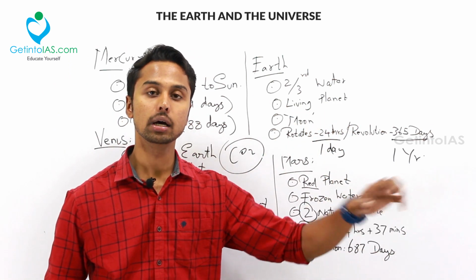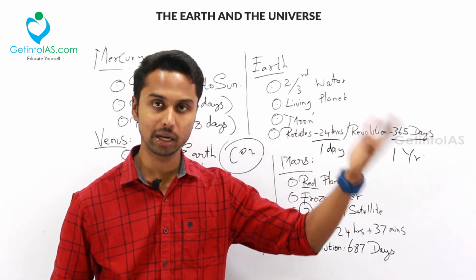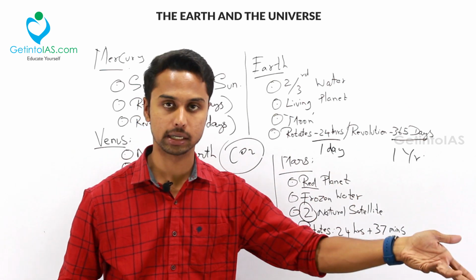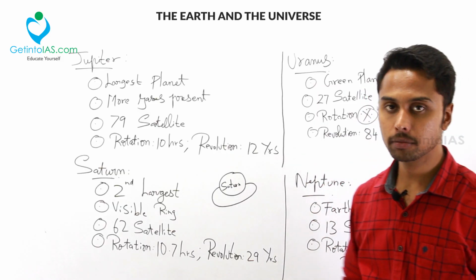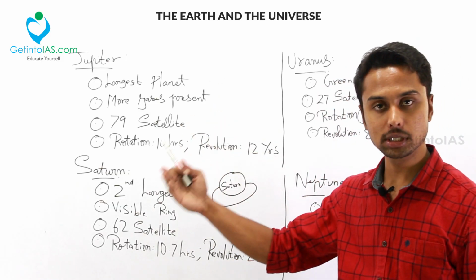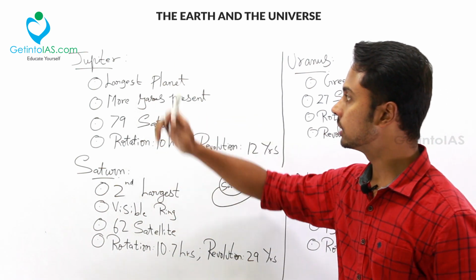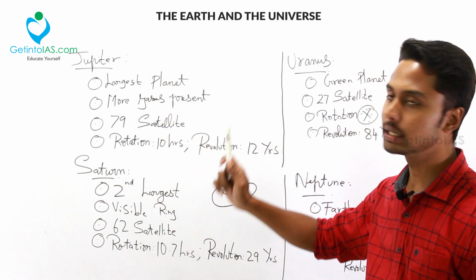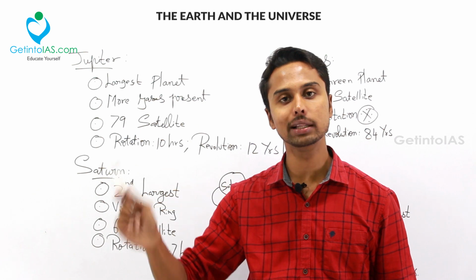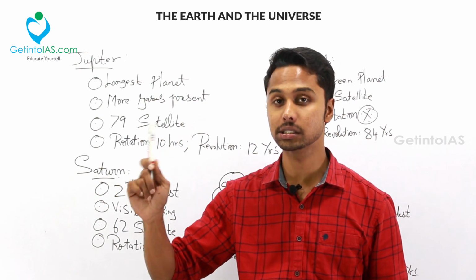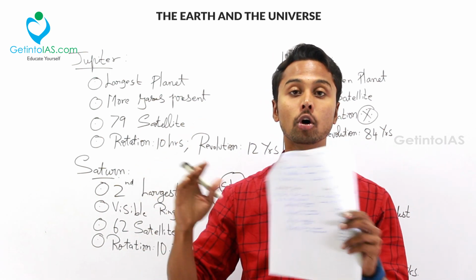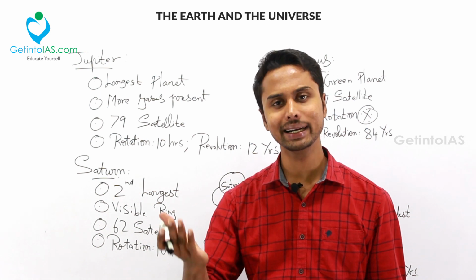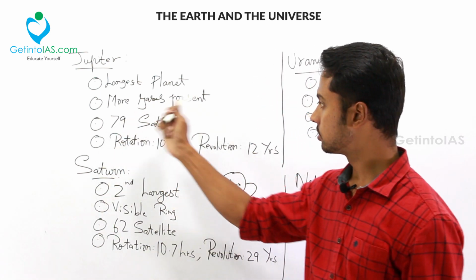Next, we will go to the outer planets, also known as the Jovian planets, or the gaseous planets. So now we will deal with the 4 Jovian planets. The first one is Jupiter. Jupiter is the largest planet among all 8 planets. It is the largest because it has more gases in it. What are the gases? Hydrogen and helium. So it has more gases.